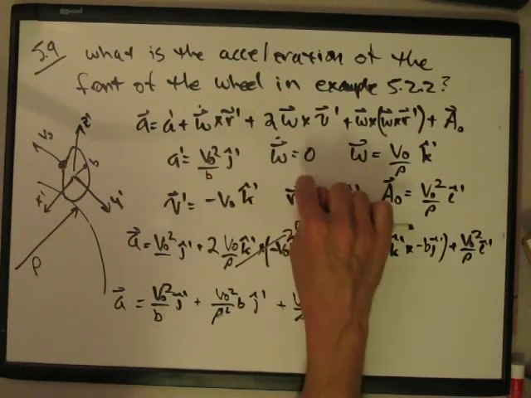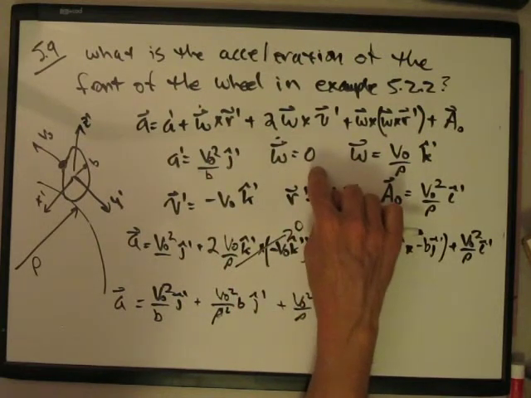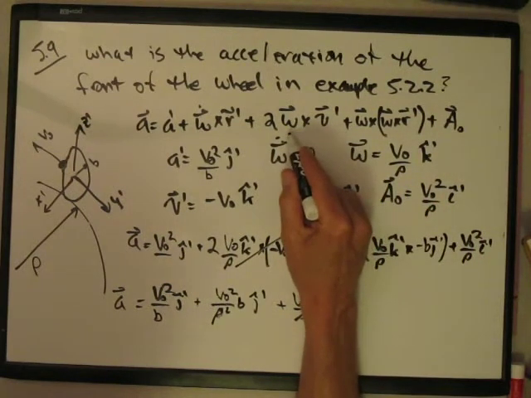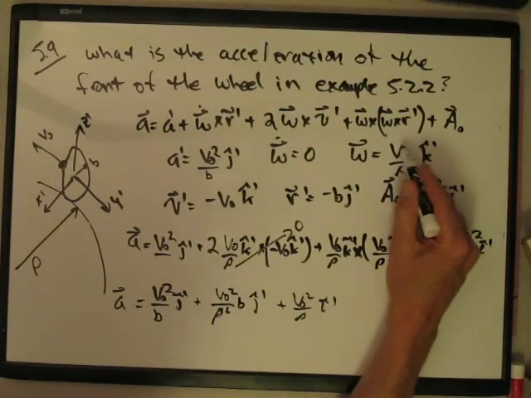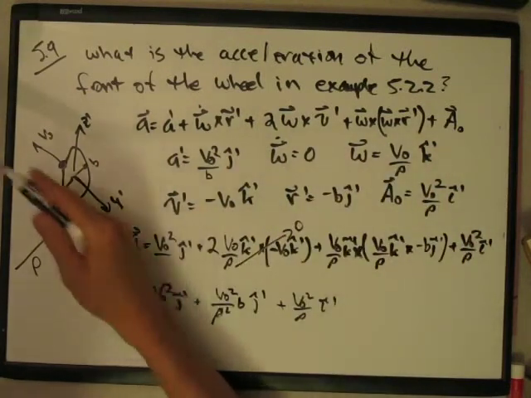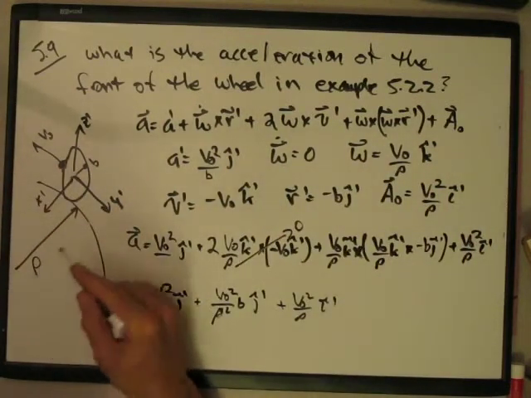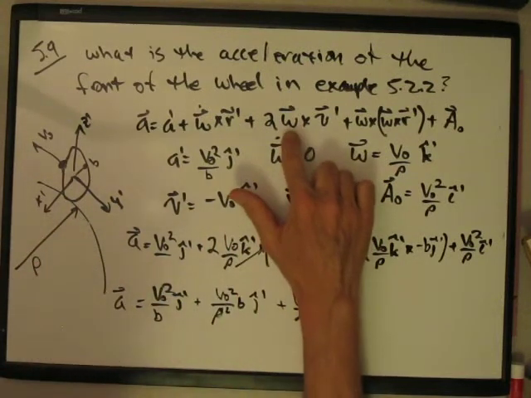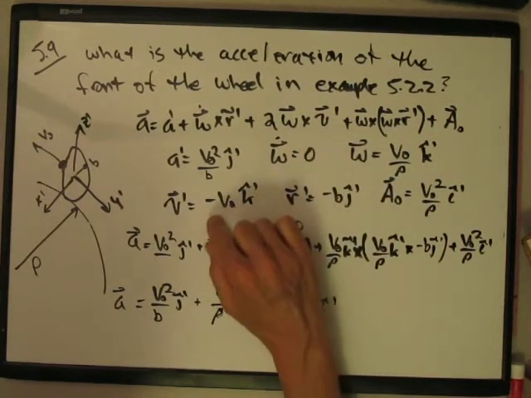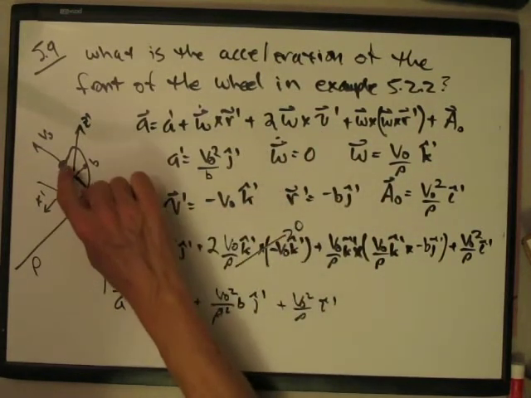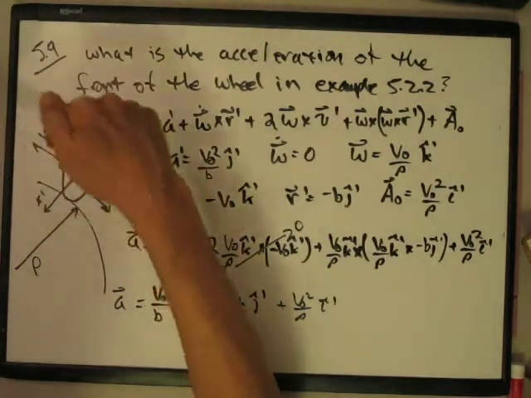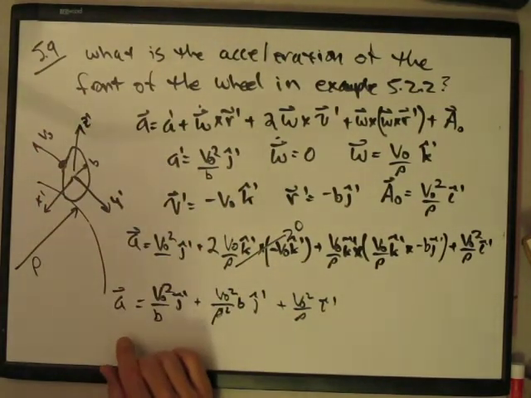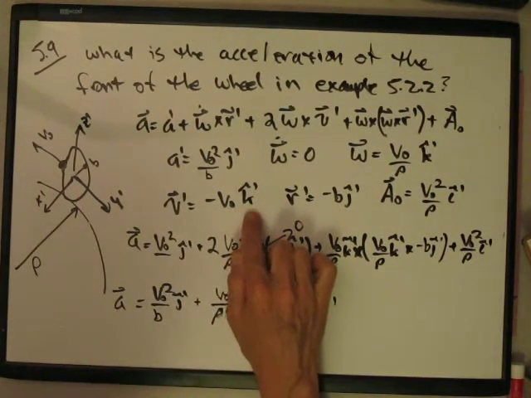And so I'm just going to work through these guys. This guy is 0. Omega dot is 0 because it's traveling at a constant velocity. If I want to evaluate the Coriolis acceleration, I have to evaluate omega, which is just v0 over rho. It's just the velocity of the wheel around the circle divided by the radius of the circle. And since it's going this way, it's in the k-hat direction. So that takes care of this guy. And then v prime is the velocity of the point of interest on the wheel. And since it's rolling this way, it's in the downward direction, right? And so it's minus v0 k-hat prime.